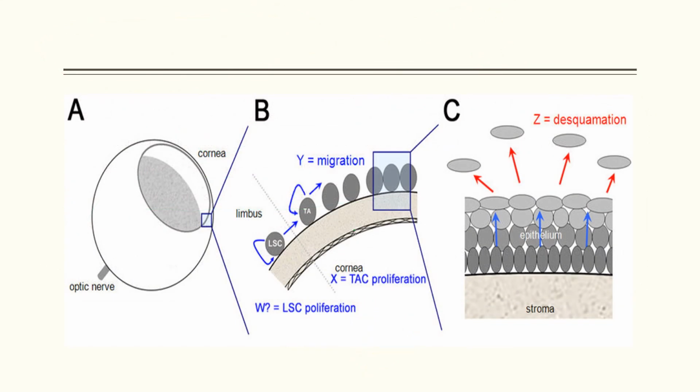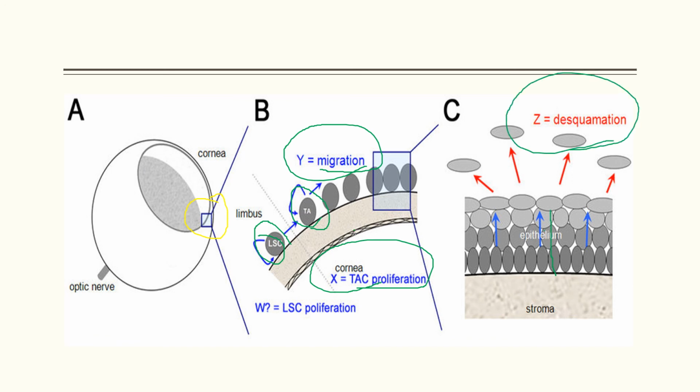Now this is a diagram which shows the X, Y, and Z hypothesis. Now this is the limbus. In the periphery of the cornea, we have the limbus. Now these are the limbal stem cells which are being converted to the transient amplifying cells. So this proliferation is the X, their centripetal movement is Y, and then this desquamation, like they are developing from below and then they are going up. So this Z is the desquamation. Now this is the X, Y, and Z hypothesis.